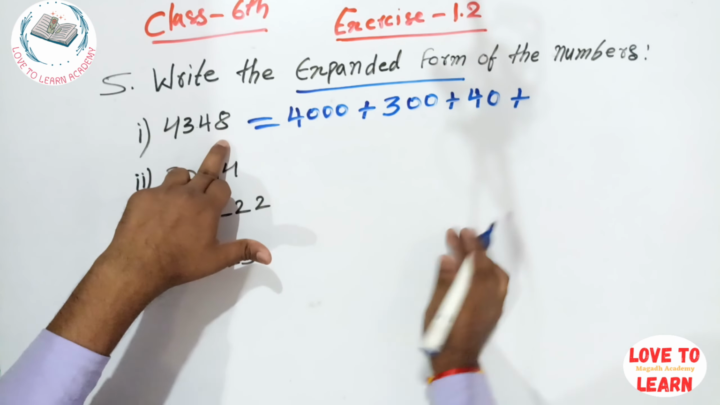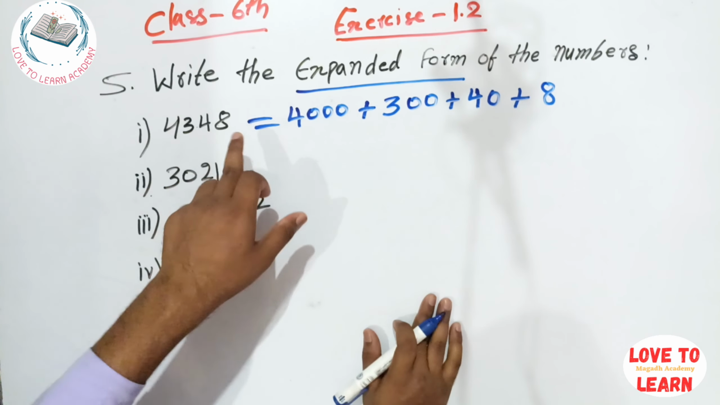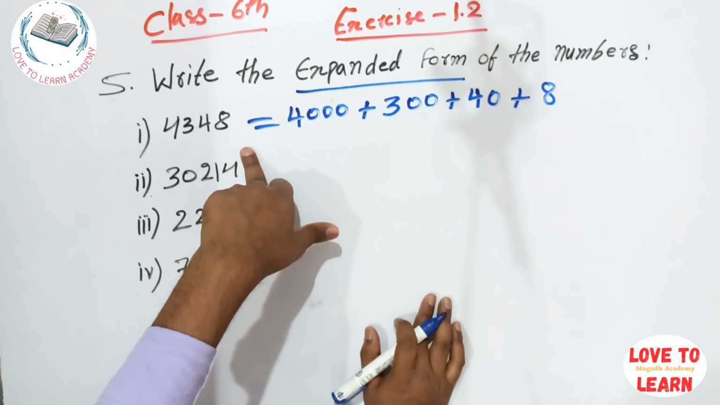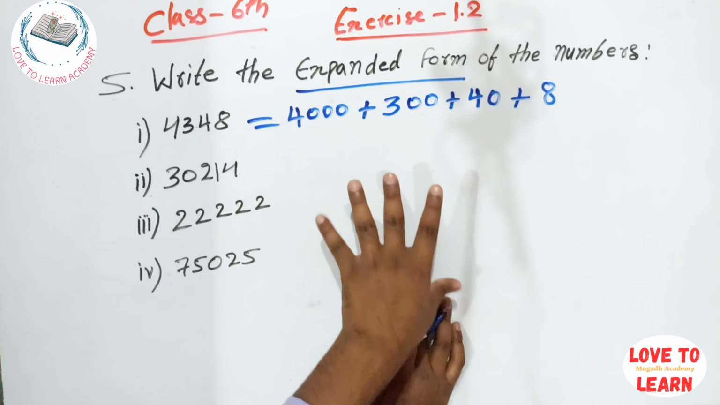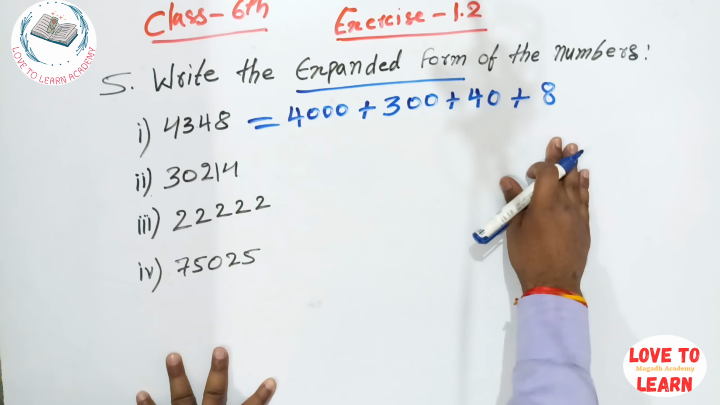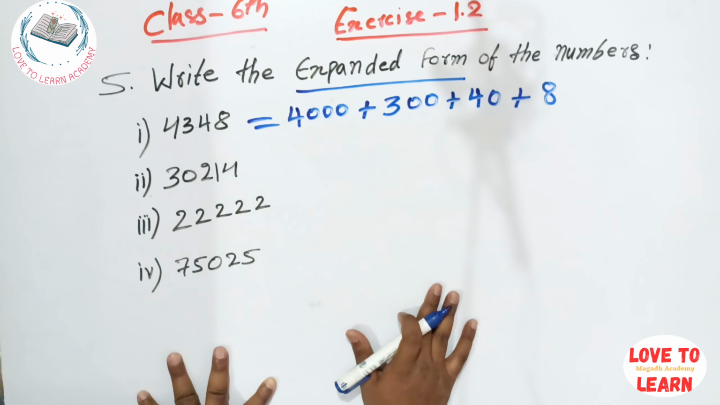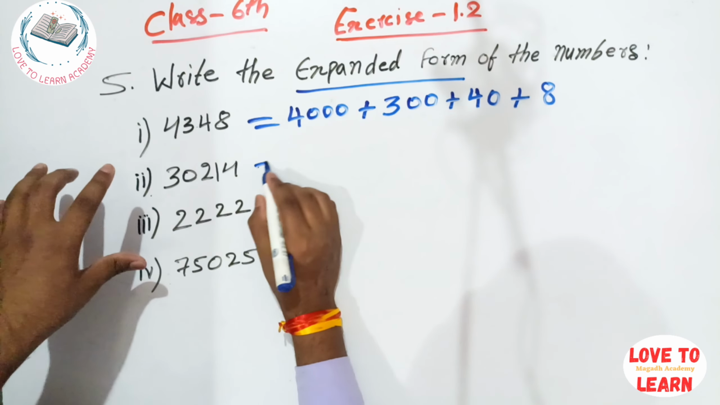After this 8 is left. 8 is written. After that 8, is there any digit here? It's not any digit here, so we will not write anything. That is the expanded form of that number. Okay, so let's see question number 2.